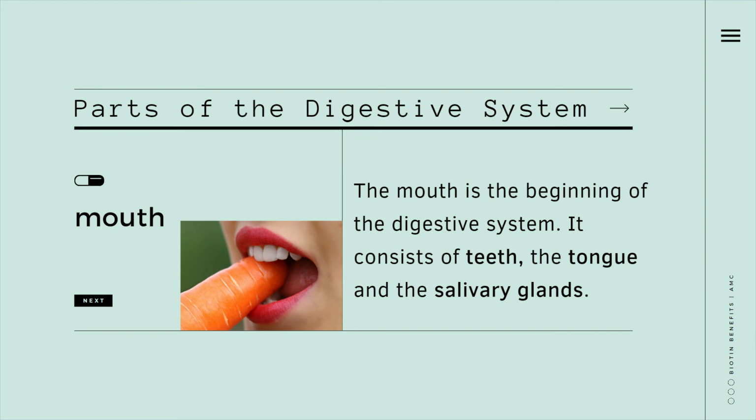Can you see what the picture shows? So this organ is called the mouth. It is one of the many parts of our digestive system, and it is the beginning of the process. It consists of teeth, the tongue, and the salivary glands. So the mouth is the entrance or the beginning of digestion.